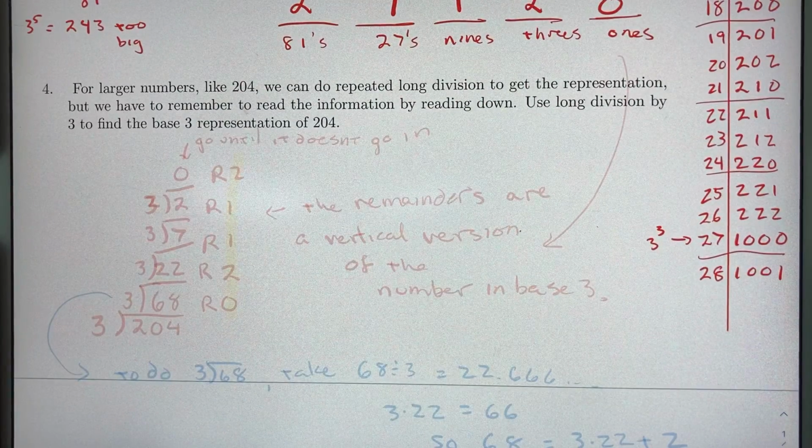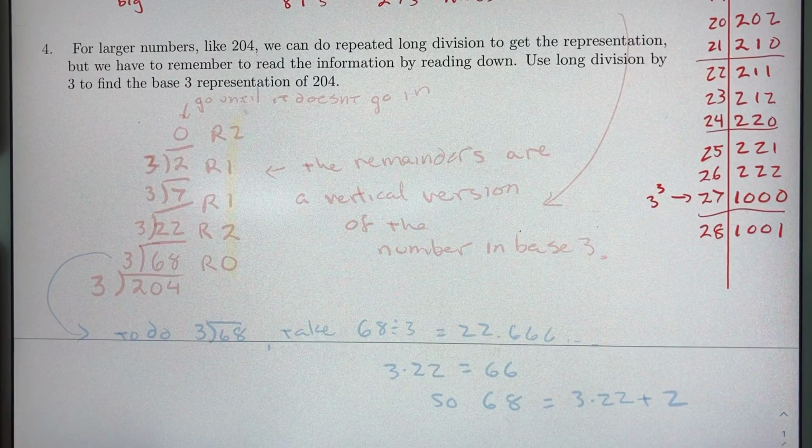All right, here's a cute way to do this. It's an upside down version of long division. So watch this. I'm going to do it this way. Instead of writing the remainder underneath, I'm going to write the remainder to the right. So 3 into 204, use your calculator. It's 68 and nothing, right? It's just 68 exactly. Now, I take 3 into 68.